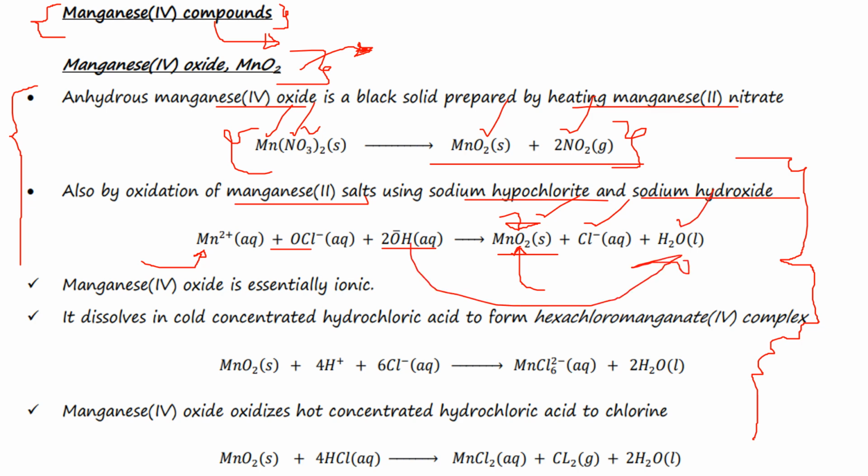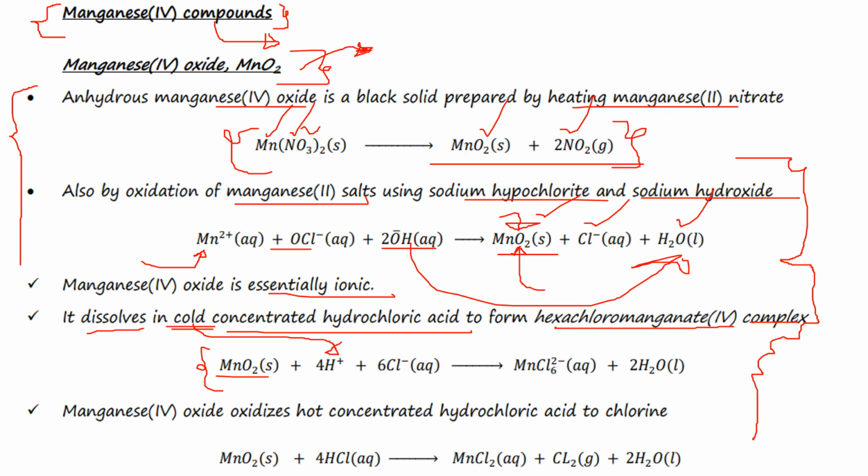Now we're going to add that manganese(IV) oxide is essentially ionic, in that it is going to dissolve in cold concentrated hydrochloric acid to form hexachloromanganate(IV) as a complex. So when you have manganese oxide, you add it to cold concentrated hydrochloric acid. This statement is very important. Cold concentrated, because if you use hot concentrated, remember that is the preparation for chlorine gas. However, when you use cold concentrated, you must underline this word and pay attention to it properly.